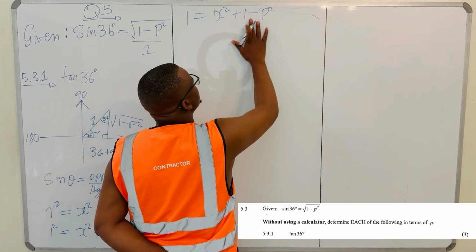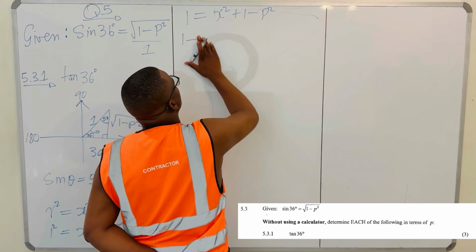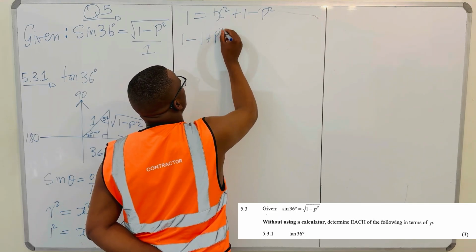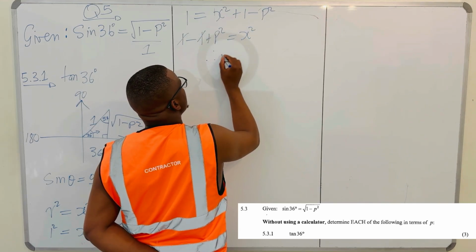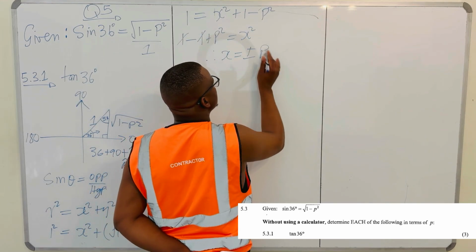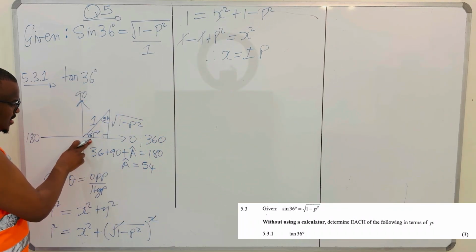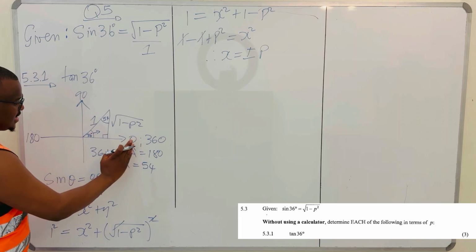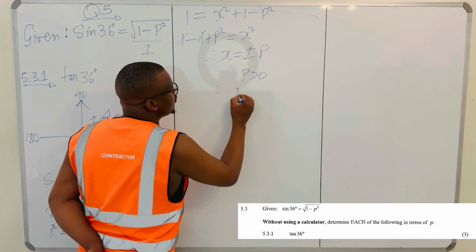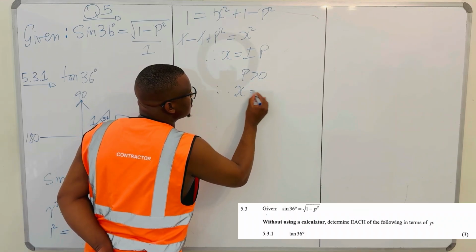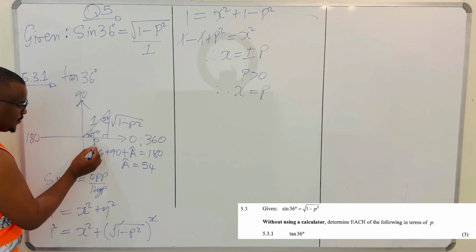Solve for your x, transpose this to this side. You have 1 minus 1 plus p squared is equal to your x squared. So this and that go away. Therefore, your x is equal to plus or minus p. So whatever p is, the x value which is on the right hand side of 0 is positive. So your p is greater than 0. Therefore, x is equal to p. So you have p here.